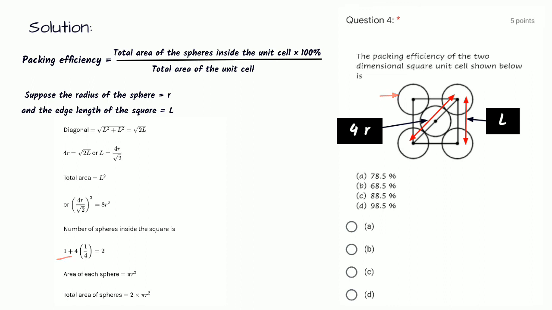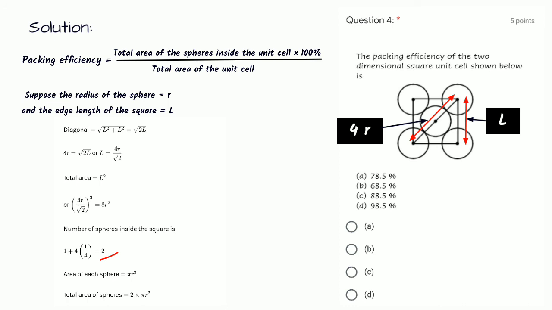So that means we have to divide by 4 to get the contribution of the sphere which is inside that unit cell. In total we have 4 corner atoms, so we multiply 4 into 1 by 4. The first 1 comes from the contribution of the center atom, and this 4 into 1 by 4 comes from the contribution of the 4 corner atoms. That means we have a total of 2 atoms present inside that square unit cell.